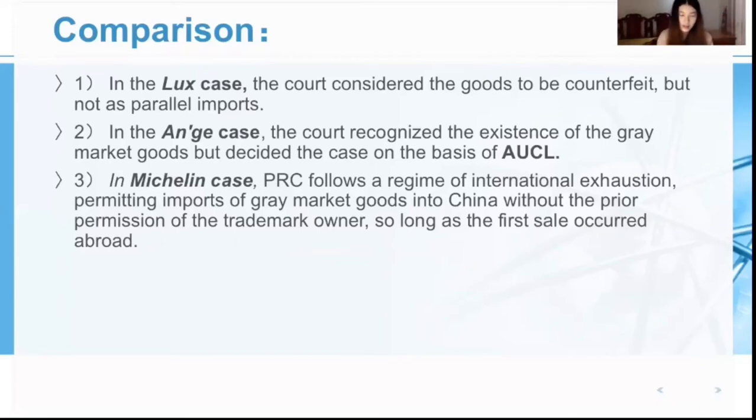Although the Michelin court refused to allow the entry of the grey market goods, a number of commenters have argued that Michelin provides a roadmap for the successful importation of grey market goods into China. If the importer in Michelin had obtained the 3C certification, the court would have allowed the tire dealers to import the grey market goods without the prior authorization of the trademark owner. This case is considered to be the clearest indication that the PRC follows a regime of international exhaustion, permitting imports of grey market goods into China without the prior permission of the trademark owner, so long as the first sale occurred abroad.